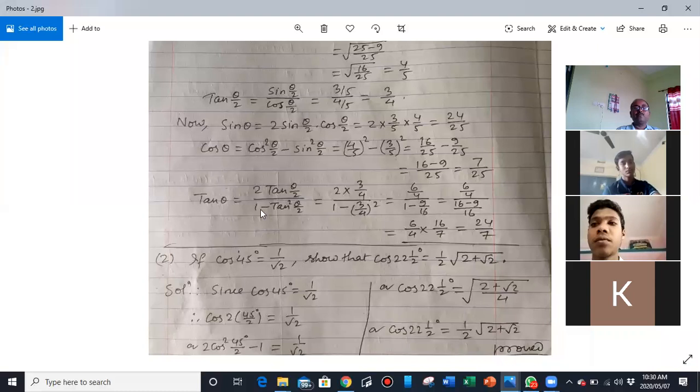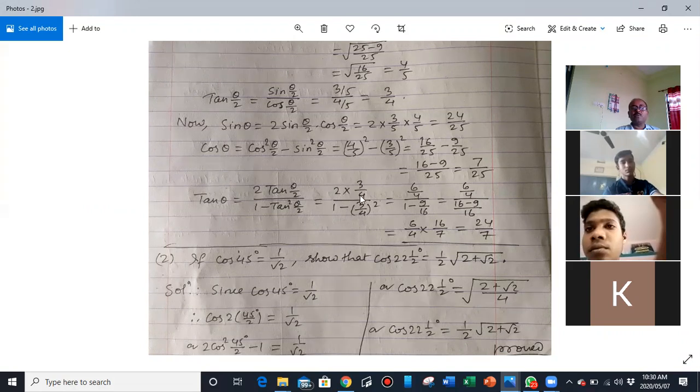2 tan theta by 2 upon 1 minus tan square theta by 2. See, here simply you could have used tan theta equal to sin theta by cos theta. That can also be used because sin theta is here, cos theta is here. What I have found here from the beginning using our own formula: tan theta equal to 2 tan theta by 2 upon 1 minus tan square theta by 2. So put the value of tan theta wherever necessary.